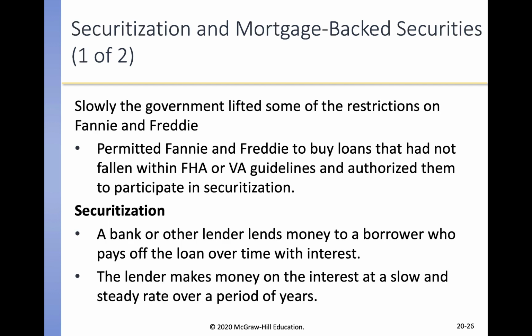All right, so we had these entities making loans, FHA and VA, and we had Fannie Mae and Freddie Mac buying those loans. Okay, and we had restrictions on what they could buy. But slowly, the government lifted some of those restrictions, which permitted them to buy loans that had not fallen within the FHA or VA guidelines and authorized them to participate in securitization.